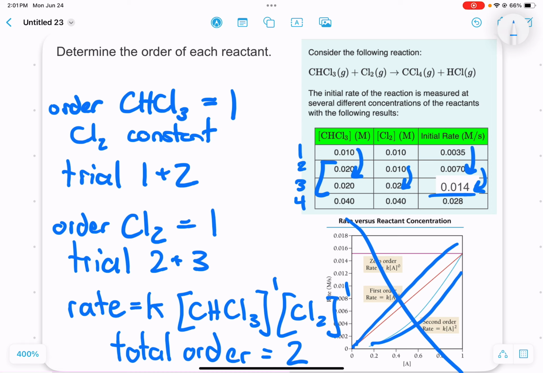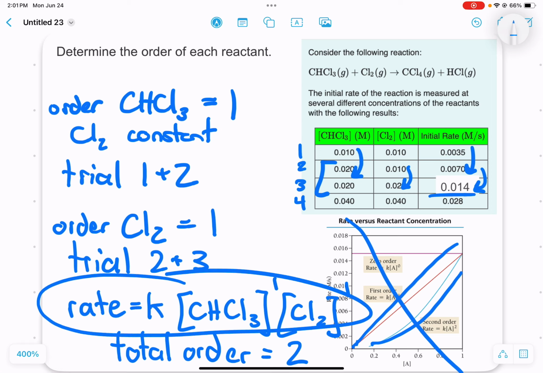Okay, what the question is really asking for is the order of this reactant and the order of that reactant.